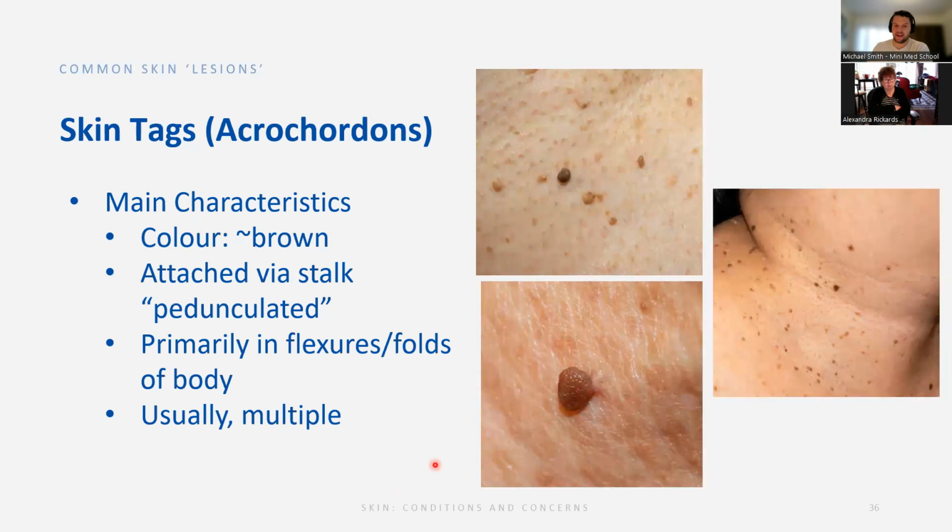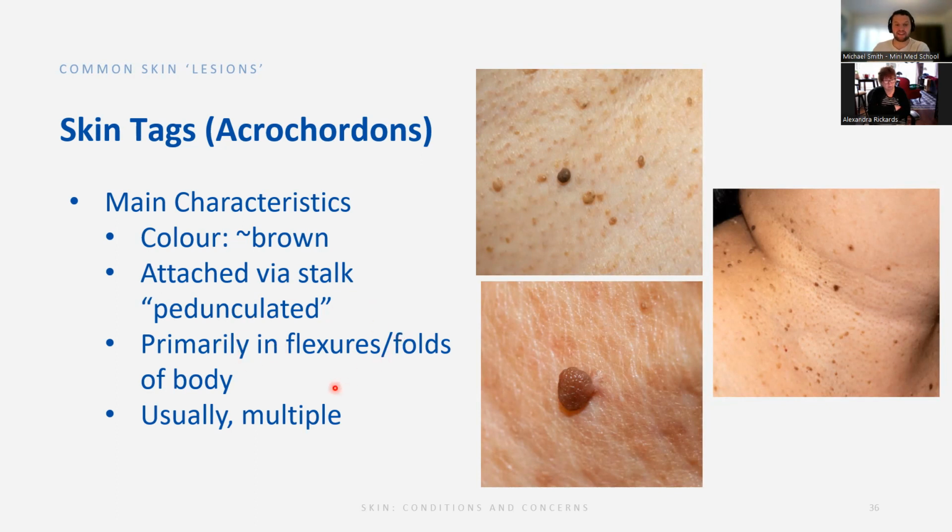Next are skin tags, and the technical name for these is acrocordons. They are derived from cells in both the epidermis and the dermal layers. And so the dermis pushes out and extends into the epidermis and envelopes it. And so they also have some main characteristics. Their color is typically brown, as you can see from all of these. They have a common color. And they are attached via a stalk, like a neck that sticks out of the skin. And the very fun word for that is pedunculated.